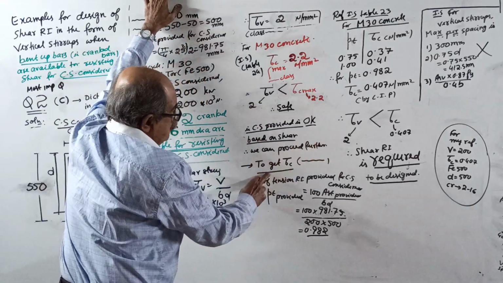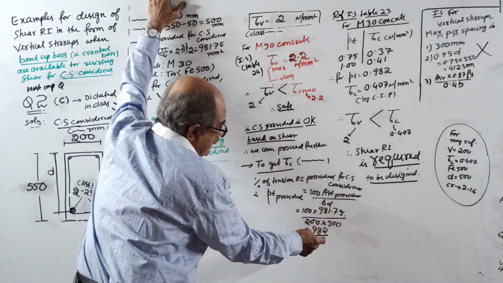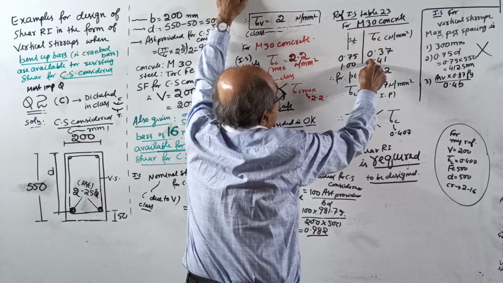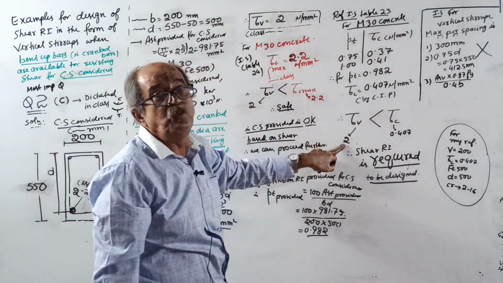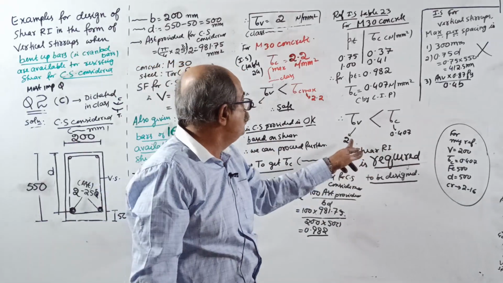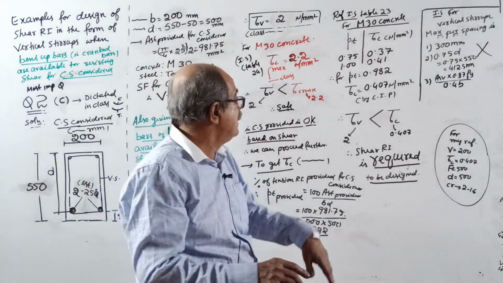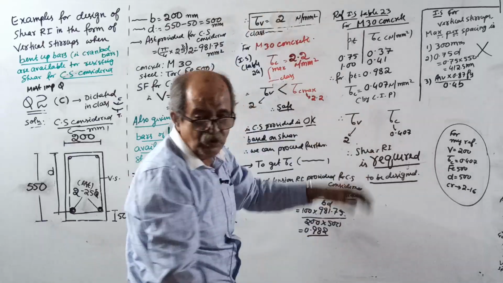Now proceed further to get tau C. What you have done last time, do the same thing. 100 AST by BD, 0.982. Table 23 for M30, get the values, interpolate, get tau C. Now tau V is 2. Tau C is 0.407. This 2 is not your 2 lakhs rupees 2. This number is Newton per mm square. Okay. See now. Tau V less than, not less, it is more.